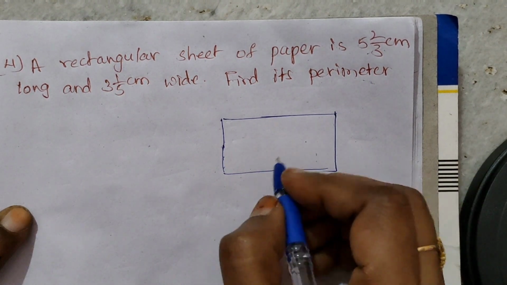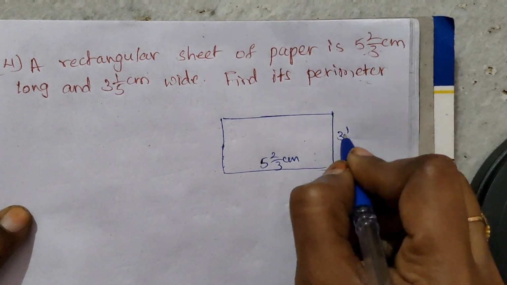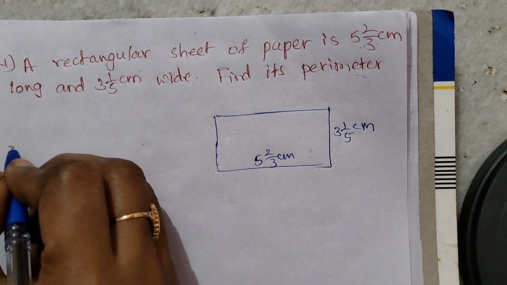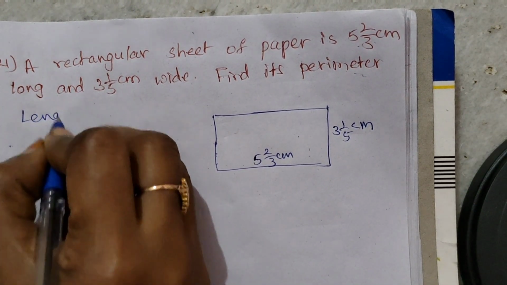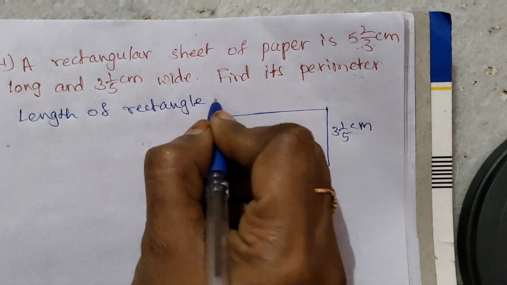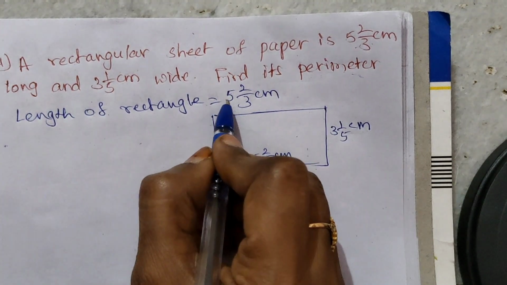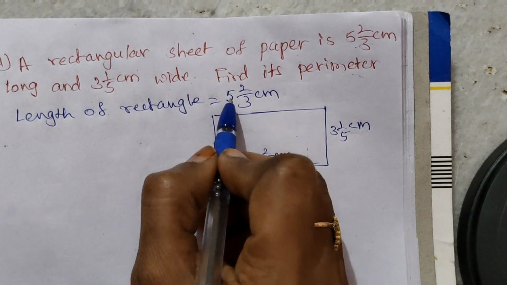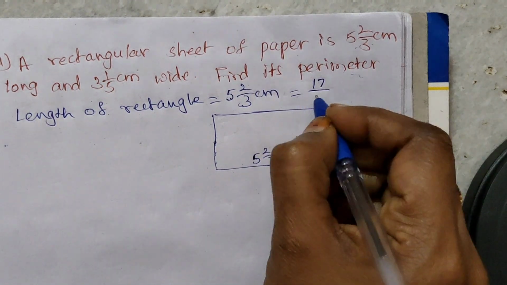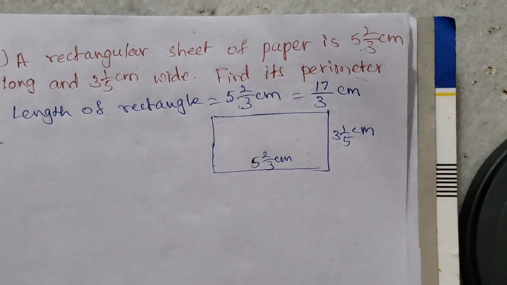This is the rectangle and they have given the length 5 2 by 3 centimeters, and this width they have given 3 1 by 5 centimeters. What is the perimeter of rectangle formula? First I'll write length of rectangle is equal to 5 2 by 3 centimeters. First I'll convert this into improper fraction. 5 3s are 15, add 2, 15 plus 2, 17. 17 by 3 centimeters.